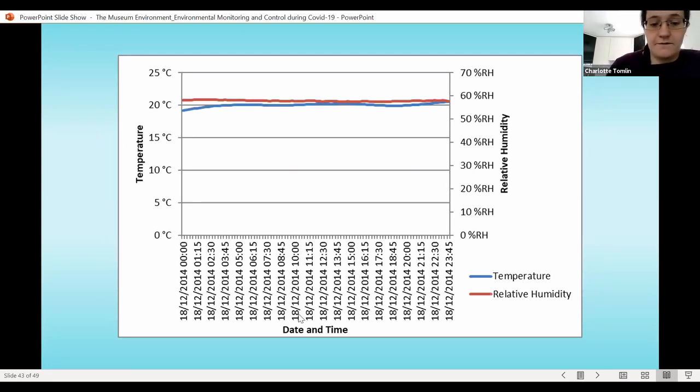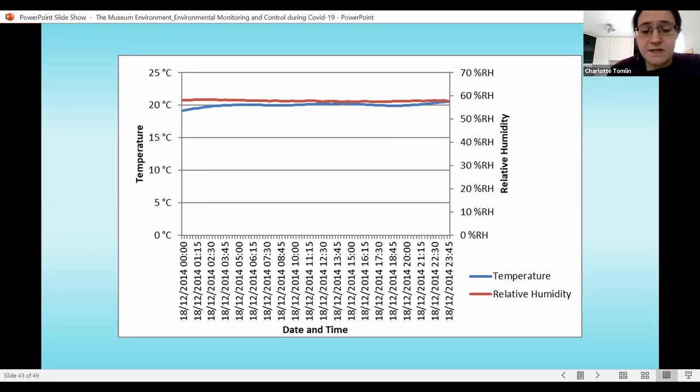So, a graph for a day. I know that on this day, the heating was not functioning. And what we can see is a very steady temperature and relative humidity with very little fluctuations, no peaks, no troughs. So we can say that actually in this environment, the heating has a big impact on the environmental conditions.